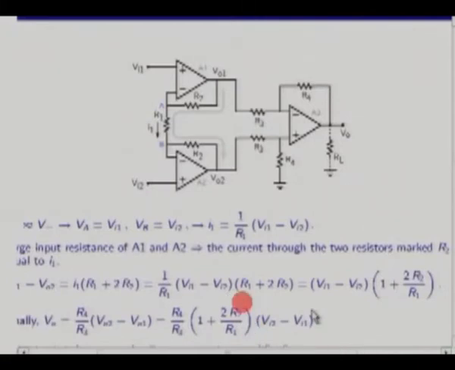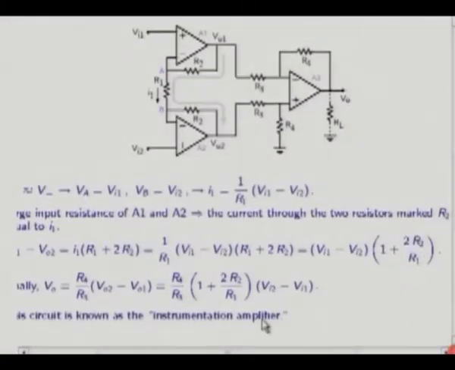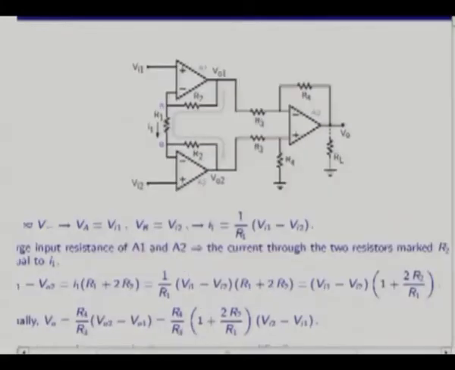If you put all of these things together, then you will get this expression: (R4 by R3) times (1 plus 2 R2 by R1) times (VI2 minus VI1). Now, how is this an improved circuit in terms of the CMRR? The reason is very simple.